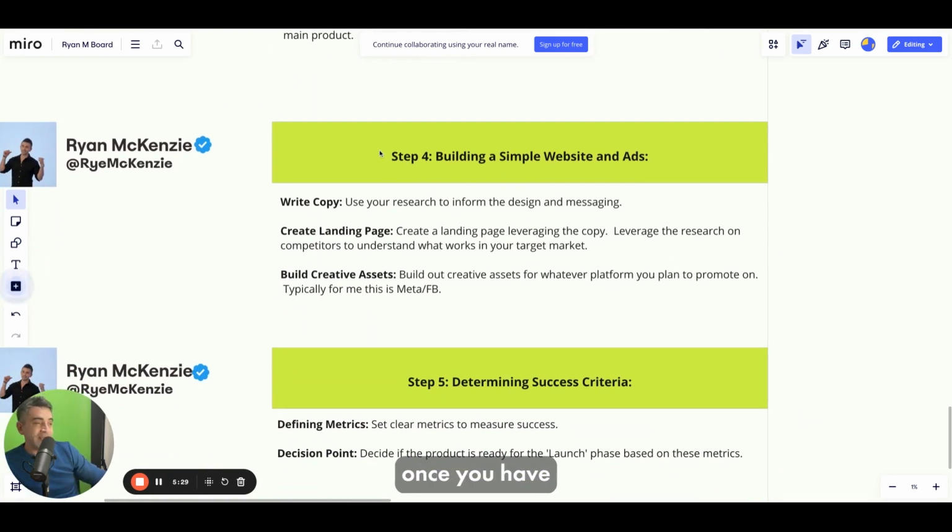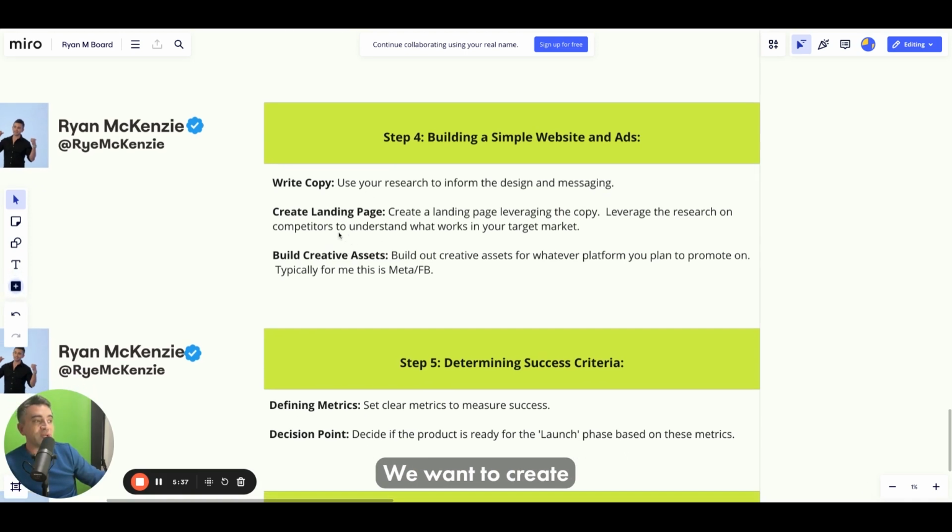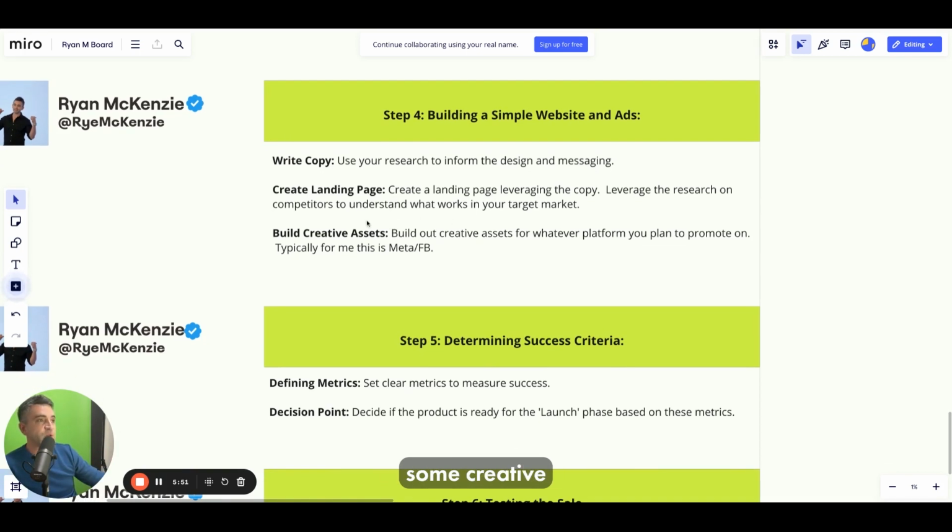The next step, once you have all that information, is building a simple website and ad. So that's really take the right copy based on the research you've just done. We want to create a landing page. Again, using that copy, we can look at what our competitors are doing for some themes to see which direction we should be going. And then we need to build some creative assets.